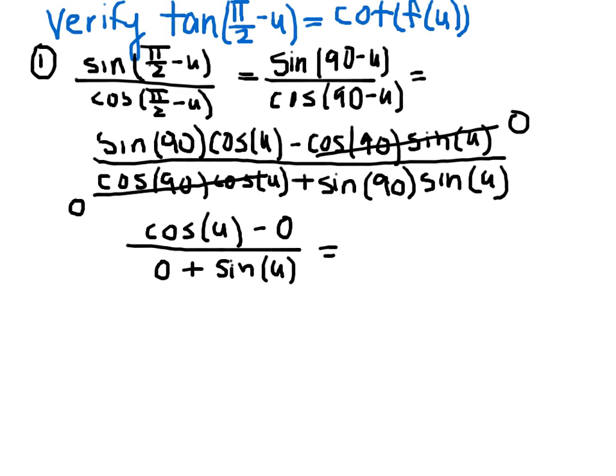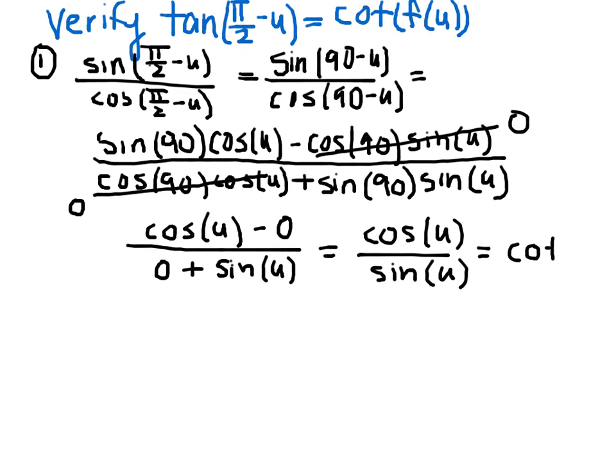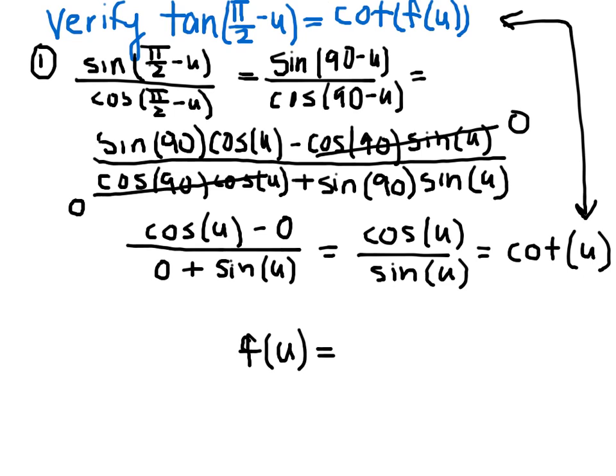If we simplify that, we have cosine of u divided by sine of u. And we know that as cotangent of u. And the problem says verify that it equals cotangent of f of u. And since we need these two to be equal, we need f of u to equal u.